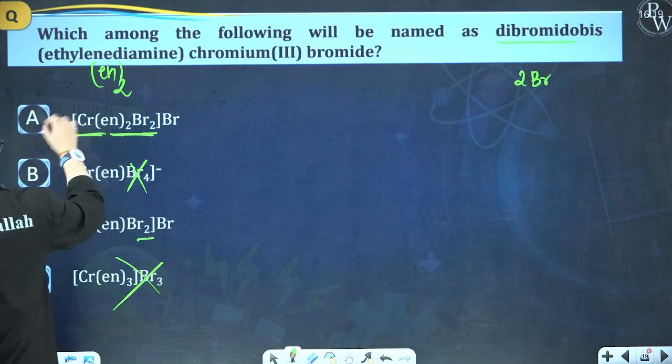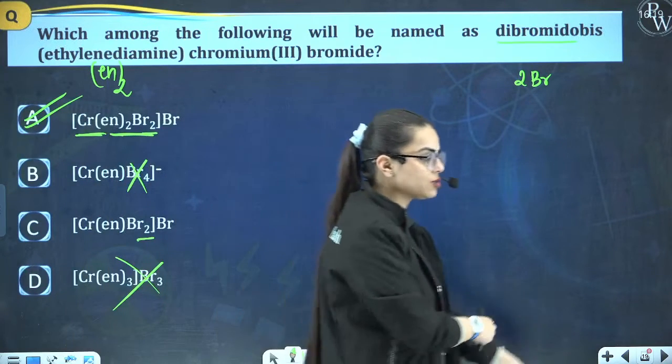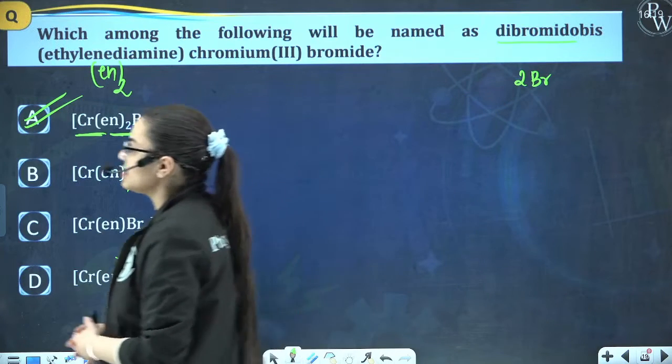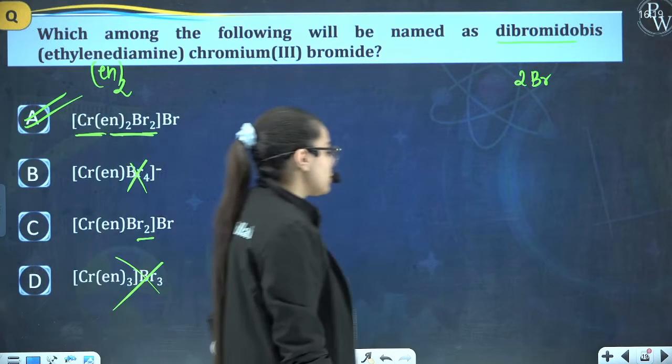So option number A shall be our correct answer. Is it clear? Kindly write this question down. See, this is the correct identification of how you need to find the answers. Shall we move on to the next question of ours?